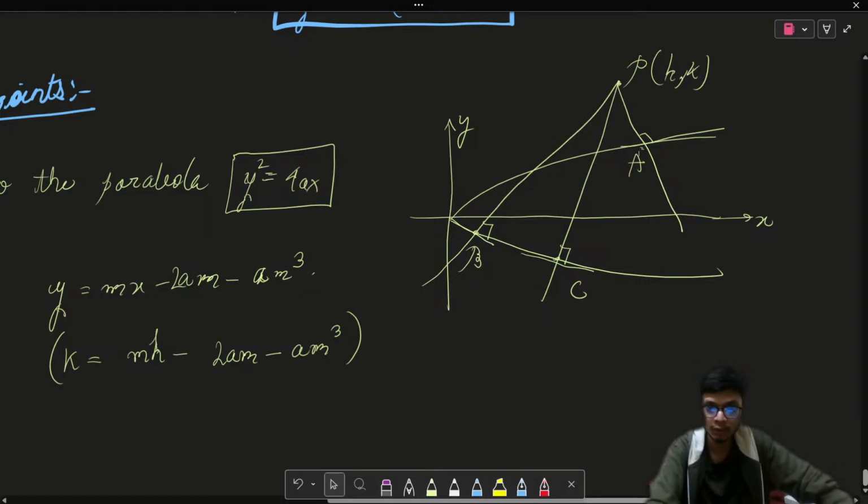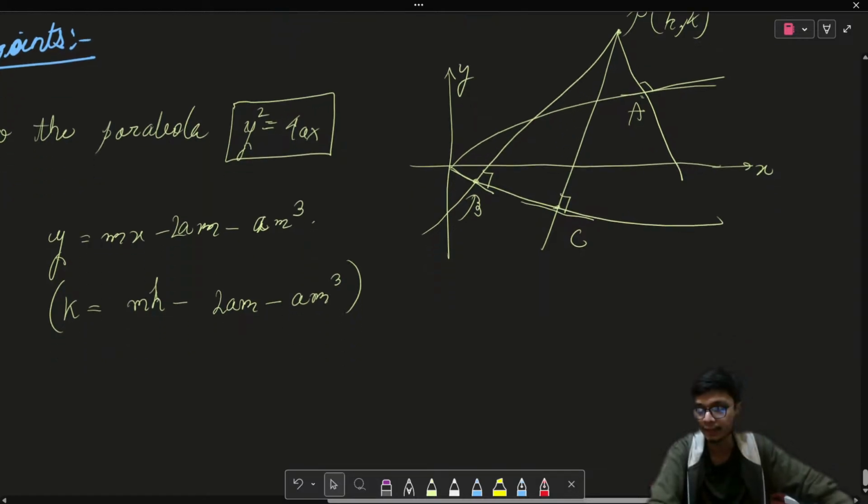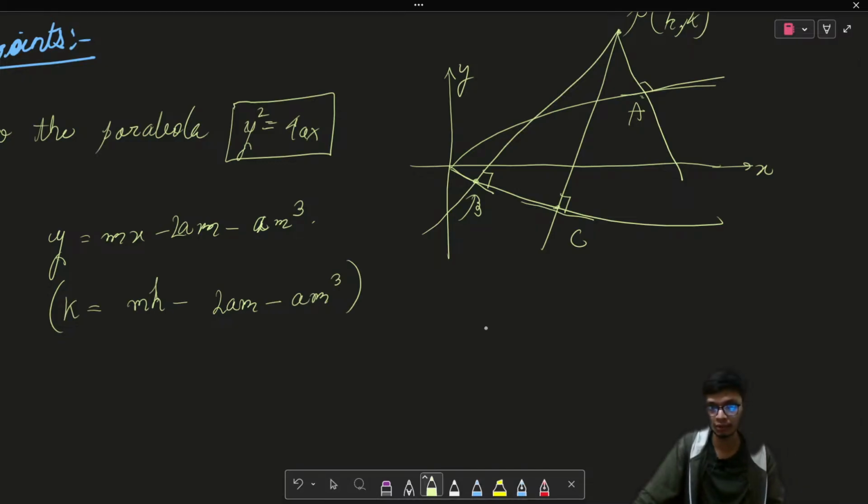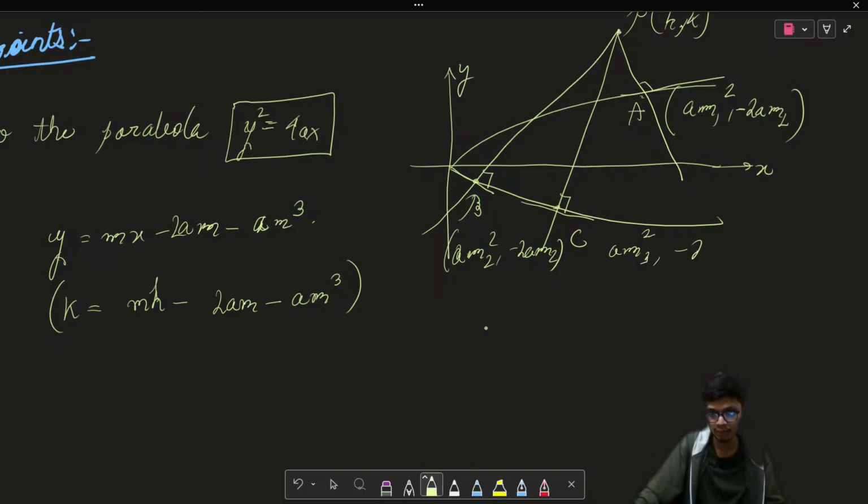A very useful property here is this: if we try to represent the ordinates of these three points A, B, C in terms of slope, I can write A as (a m1 square, minus 2a m1). In a similar manner, I can write B as (a m2 square, minus 2a m2). Similarly, C as (a m3 square, minus 2a m3). So these are the three points.